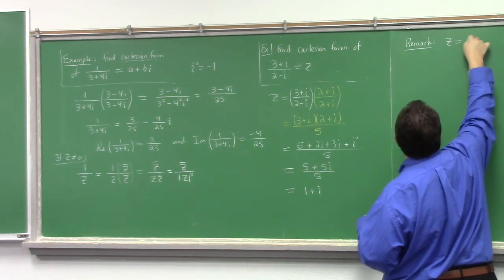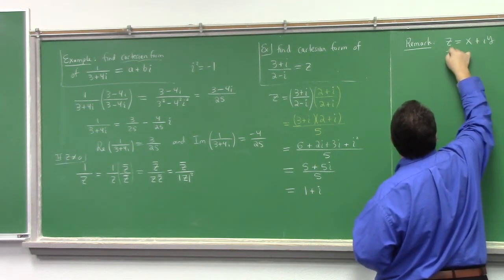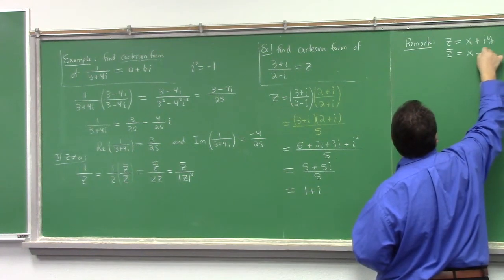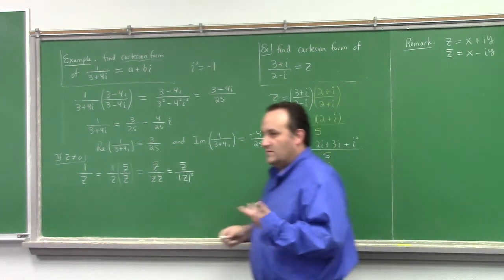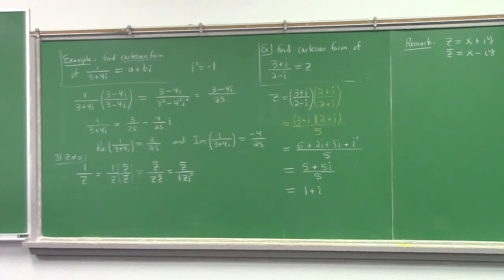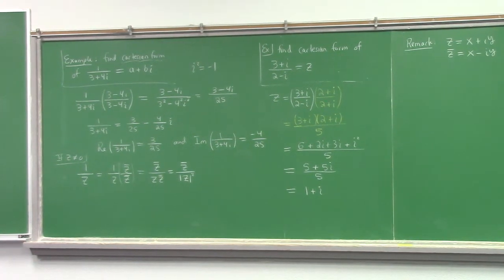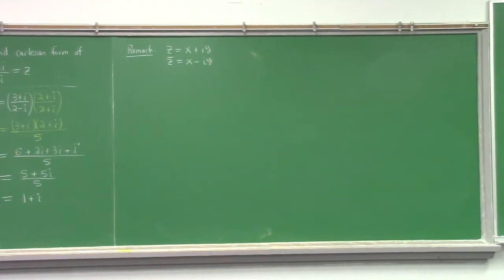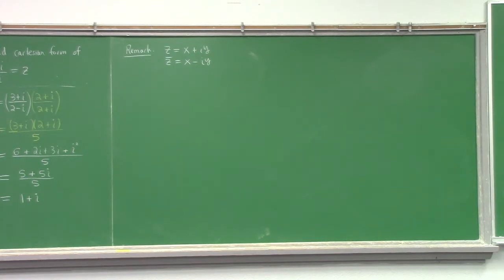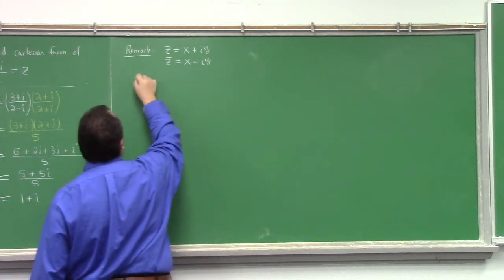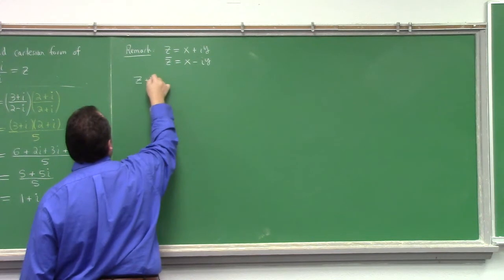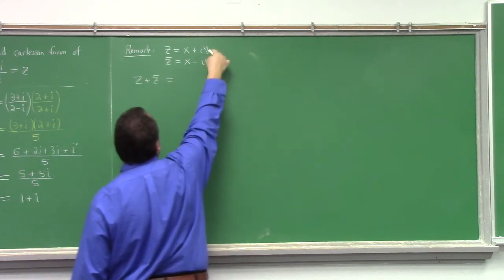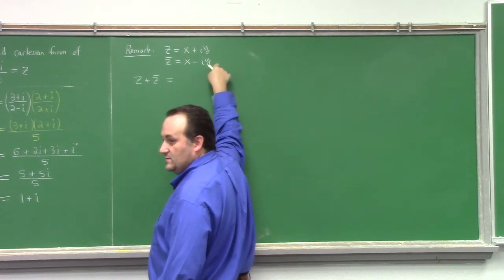So we have z is equal to x plus iy, right? And z bar is equal to x minus iy, right? Can you solve those for x and y? What happens if we add those equations? z plus z bar. When we add, the plus and minus iy's cancel, and we get 2x.